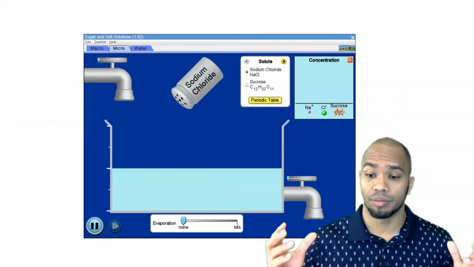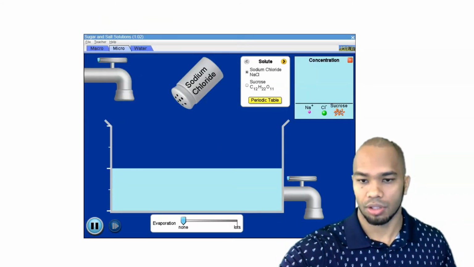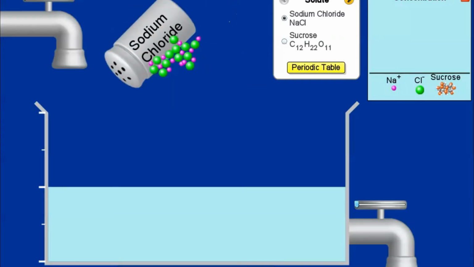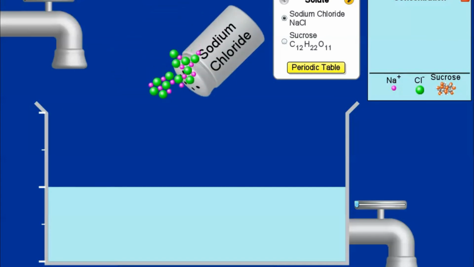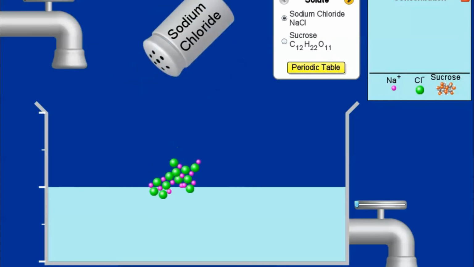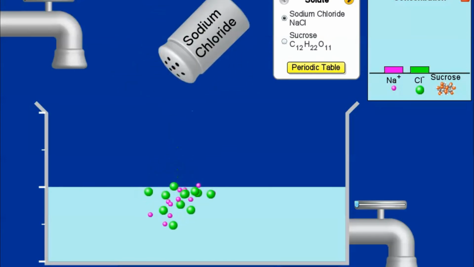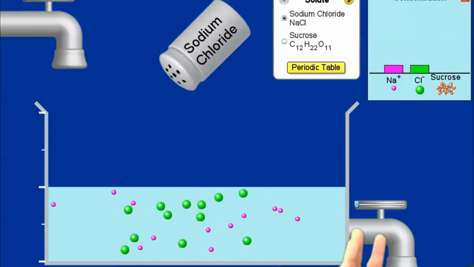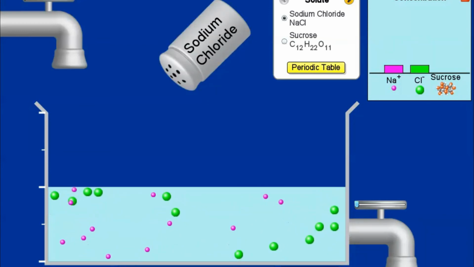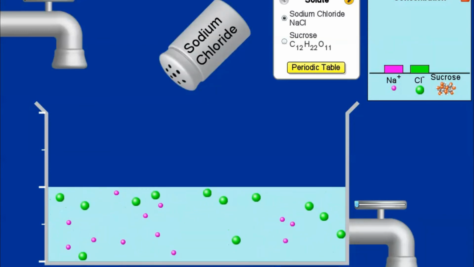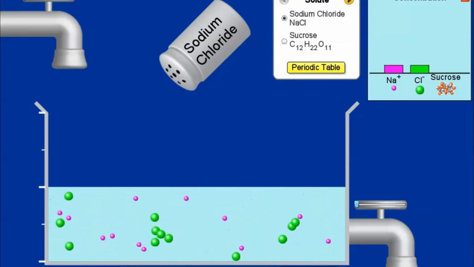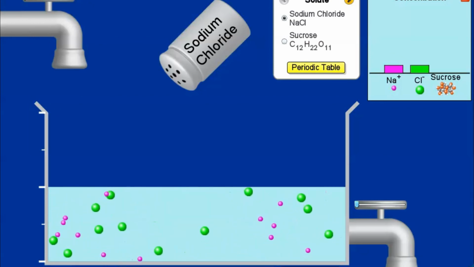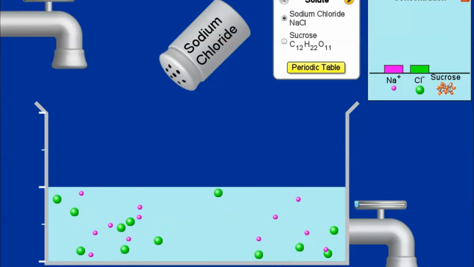Let's see if salt dissolves in water, if it's soluble in water. So let me shake up my salt shaker right here. Shake, shake, shake, shake. Is that all the salt I get? I guess that's all the salt I get. So what happens with atoms that form ionic bonds is that they actually break up into individual atoms. So therefore, ionic bonds are soluble in water.